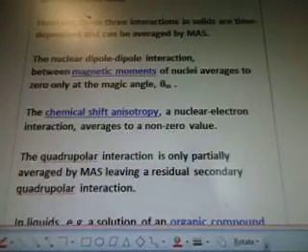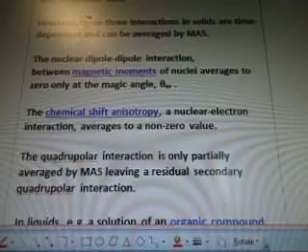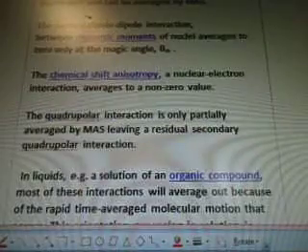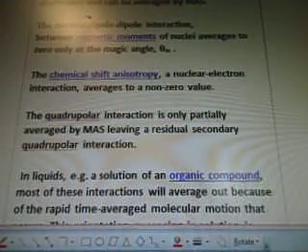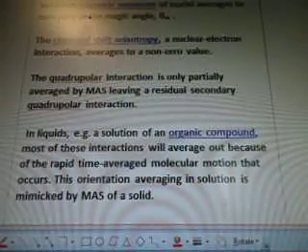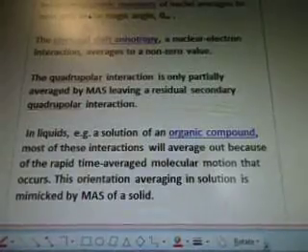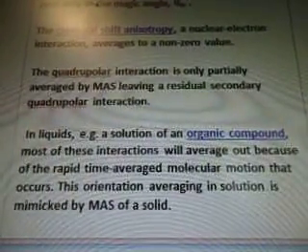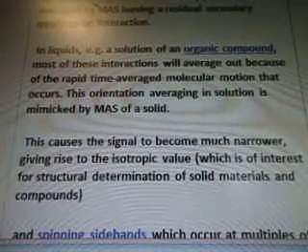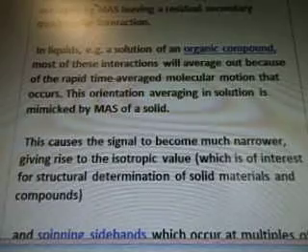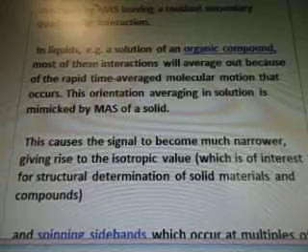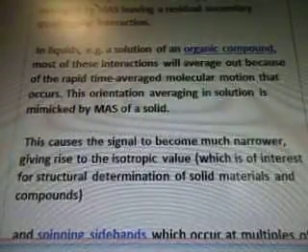The nuclear dipole-dipole interaction between magnetic moments of nuclei averages to 0 only at the magic angle of 54.74 degrees. The chemical shift anisotropy, a nuclear electron interaction, averages to a non-zero value. The quadrupolar interaction is only partially averaged by MAS, leaving a residual secondary quadrupolar interaction. In liquids, for example a solution of an organic compound, most of these interactions will average out because of the rapid time average molecular motion that occurs. This orientation averaging in solution is mimicked by MAS of a solid.